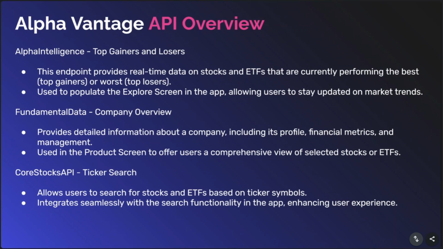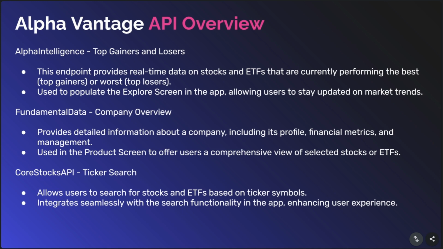We are using Alpha Vantage API as mentioned in the assignment. So we are using three APIs that were mentioned. First is Alpha Intelligence, that is top gainers and losers. This endpoint provides real-time data on stocks and ETFs that are currently performing the best, top gainers, or worst, that is top losers. And we have used this to populate the explore screen in the app that allows users to stay updated on the market trends.